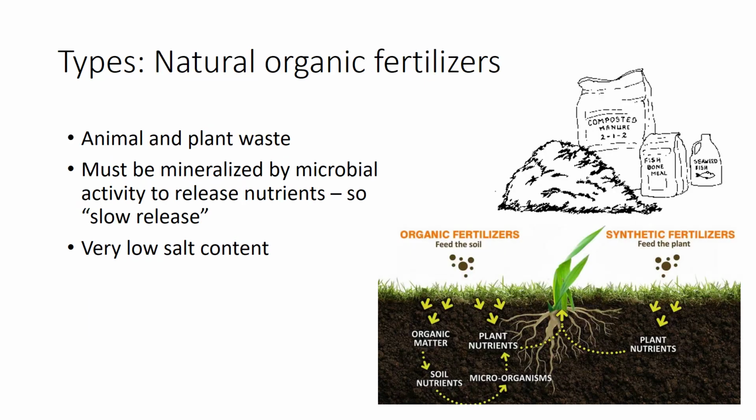The next type of fertilizer is natural organic fertilizers. These come from animal and plant waste such as sewage sludge, fish bone meal, blood meal, and manure. These fertilizers actually feed the soil rather than directly feed the plant, so they must be broken down by microorganisms in order to release the nutrients. Therefore, they are considered slow release.